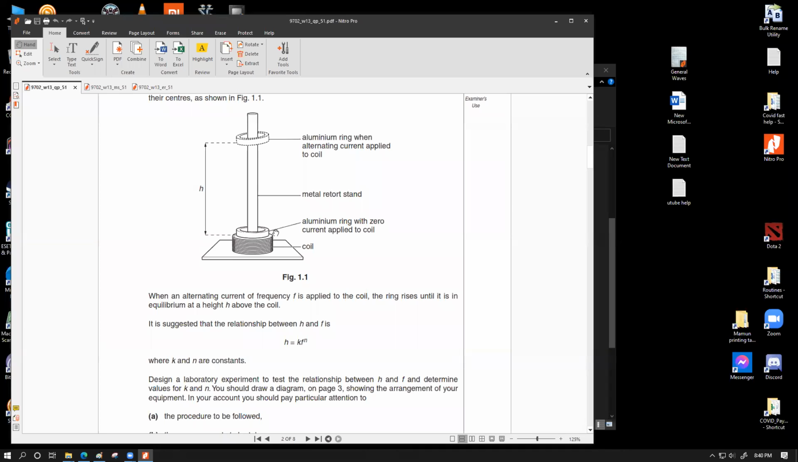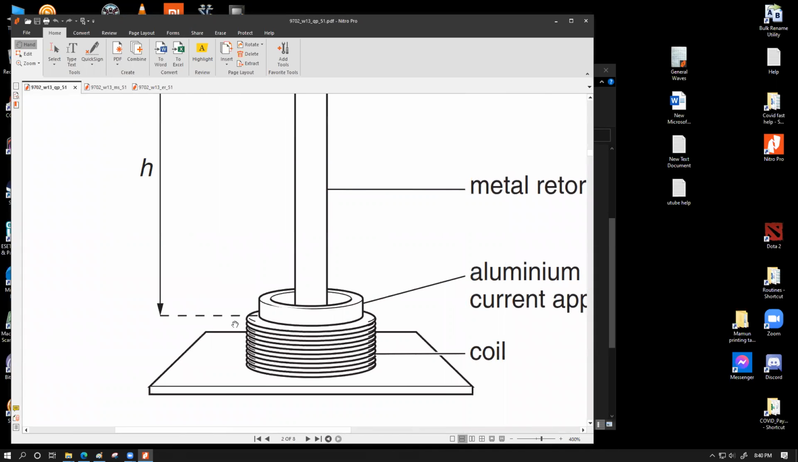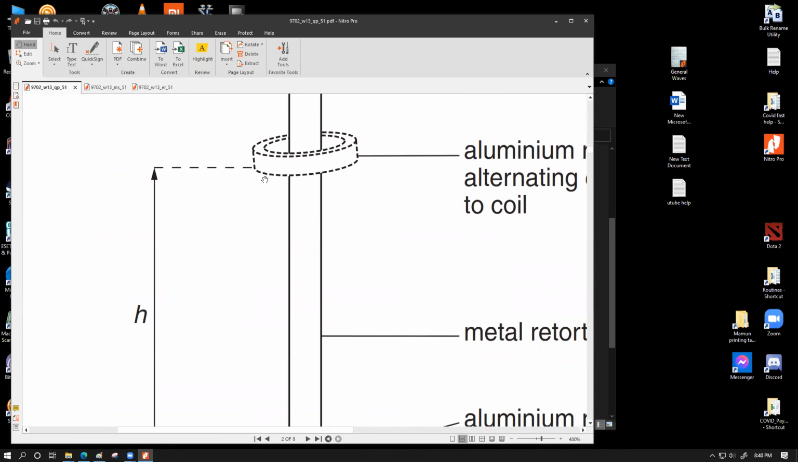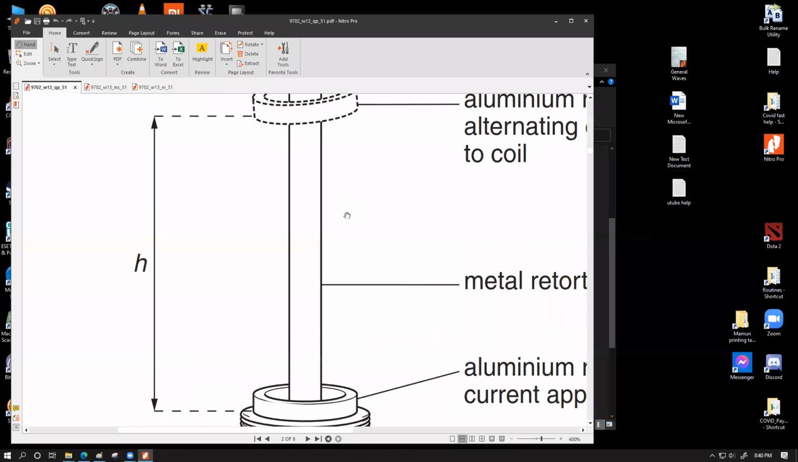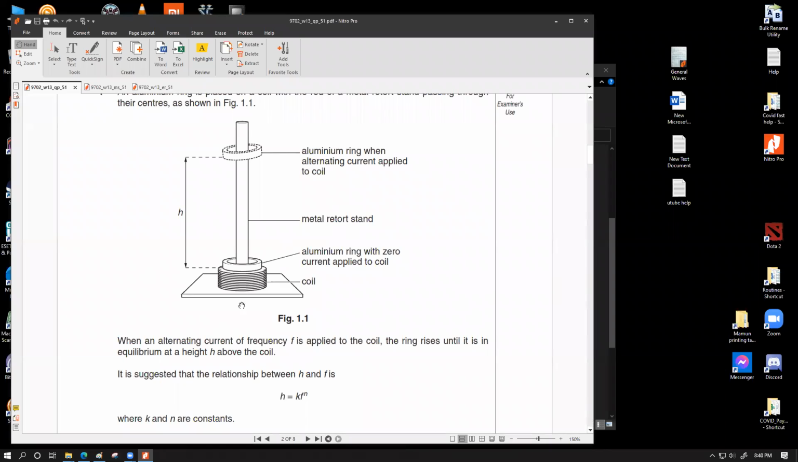If you have a look at this, if I zoom in, you should see that. Take a good look. We are measuring the height from the bottom of the ring to the bottom of the coil, so that we are actually measuring the actual height jumped by this coil behavior. That's one important thing. So that's how we can measure H, by using a basic meter rule. But we have to take multiple measurements and do the average.